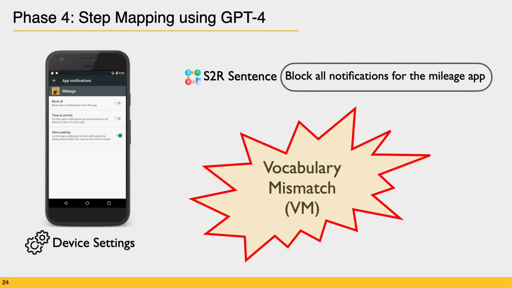There can be an S2R that doesn't require performing interactions within the app. For example, blocking all notifications for the mileage app requires changing interactions on the device settings. Therefore, this S2R is denoted as vocabulary mismatch.